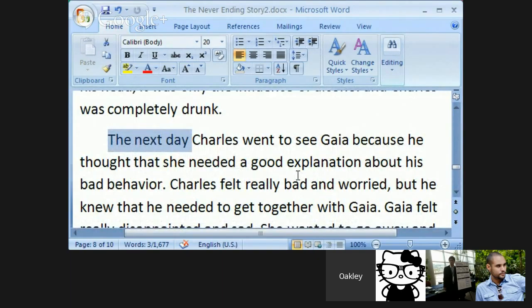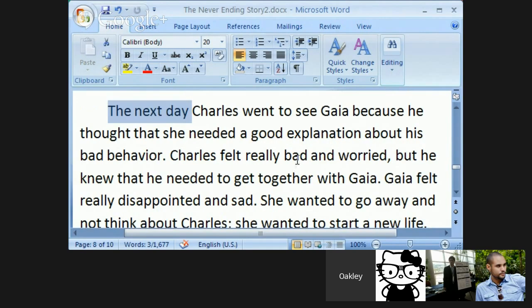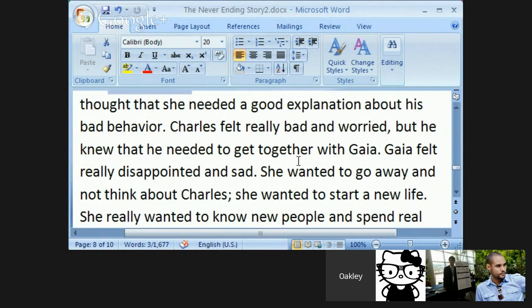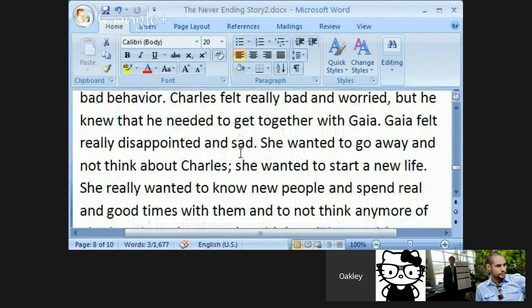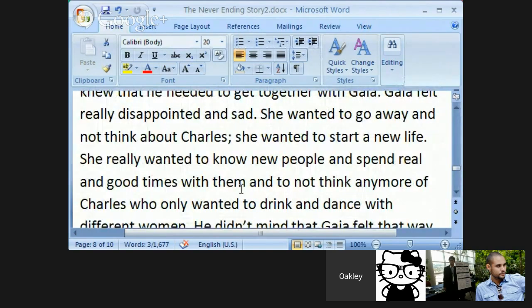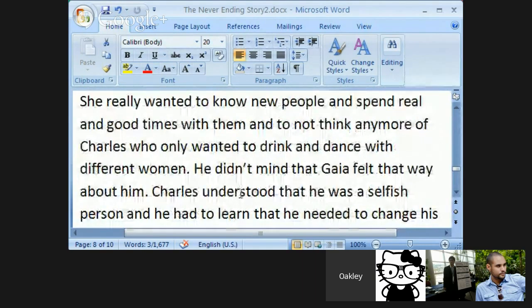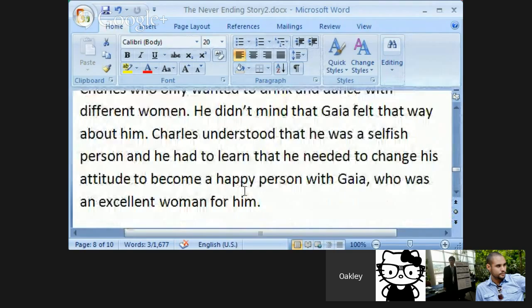The next day, Charles went to see Gaia because he thought that she needed a good explanation about his bad behavior. Charles felt really bad and worried, but he knew that he needed to get together with Gaia. Gaia felt really disappointed and said she wanted to go away and not think about Charles. She wanted to start a new life. She really wanted to know new people and spend real and good times with them and to not think anymore of Charles, who only wanted to drink and dance with different women. He didn't mind that Gaia felt that way about him. Charles understood that he was a selfish person and he had to learn that he needed to change his attitude to become a happy person with Gaia, who was an excellent woman for him.